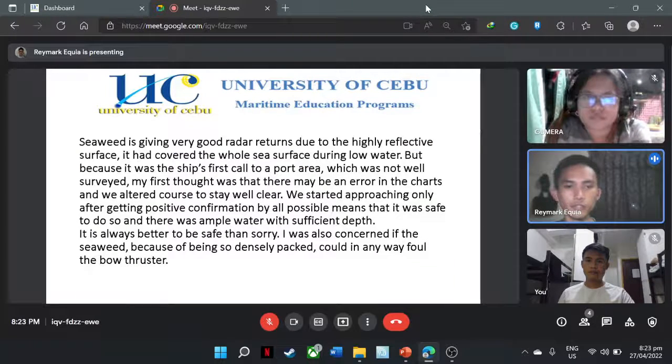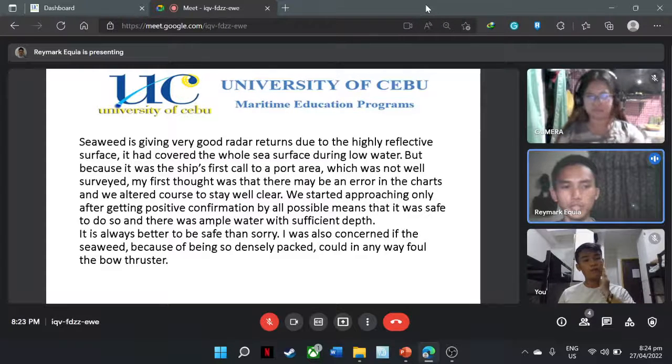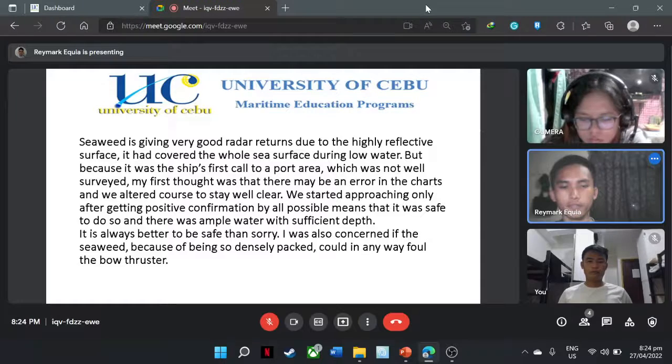Seaweed is giving very good radar returns due to its highly reflective surface. It had covered the whole sea surface during low water, but because it was the ship's first call to a port area, which was not well surveyed, this one is an example of seaweed giving radar returns. Some seaweeds have high reflection due to sunlight, so it will appear on the radar because of its highly reflective surface. So that may also cause radar errors.